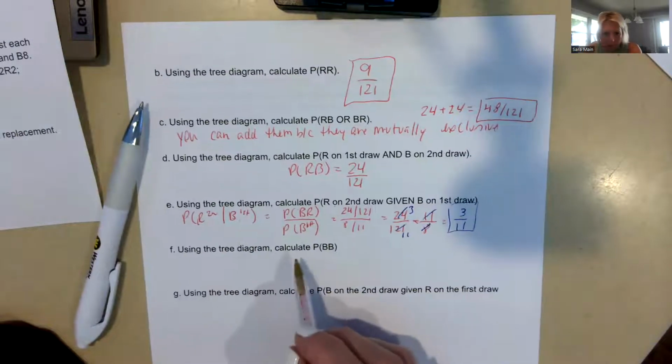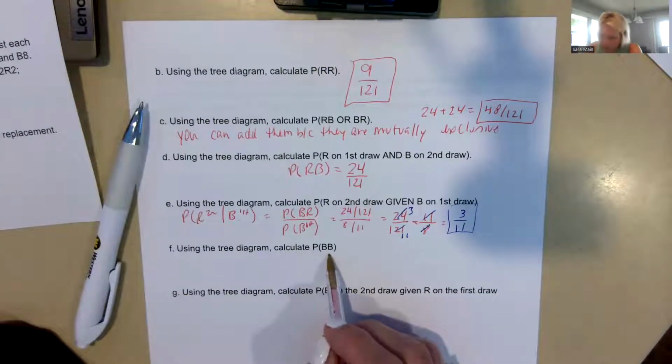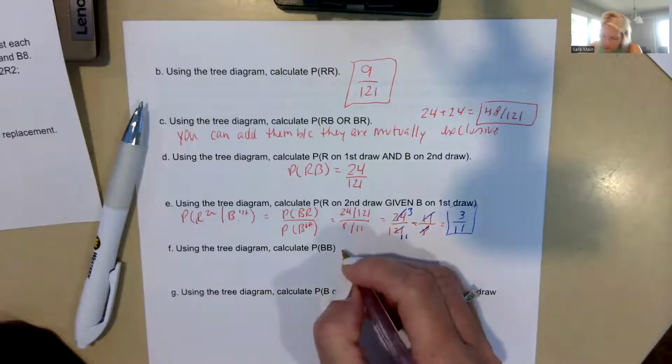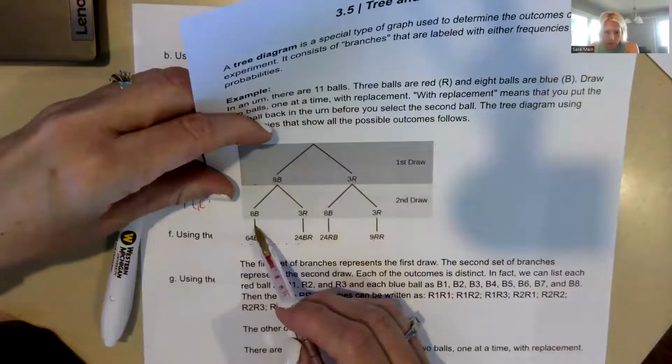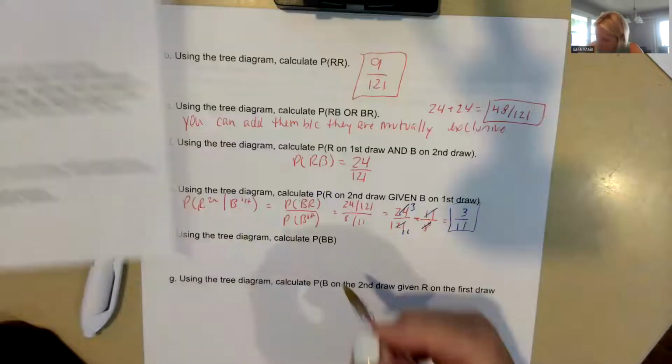Using the tree diagram, calculate the probability of blue and blue. And that is the 64 right here. Blue and blue is 64 out of 121.